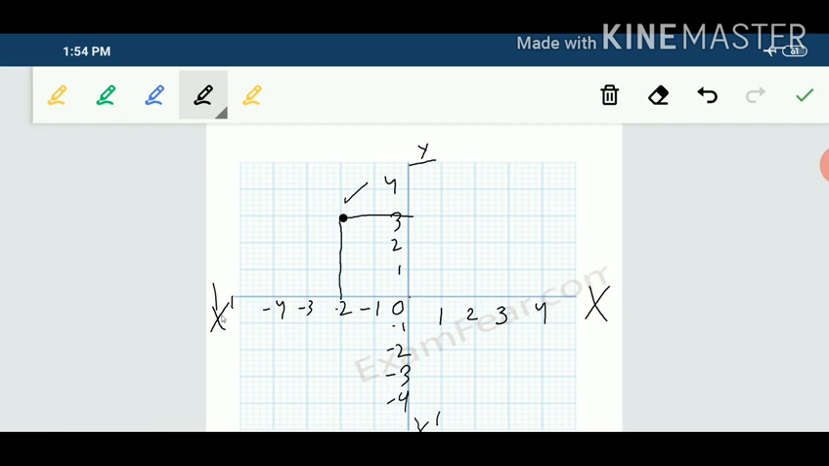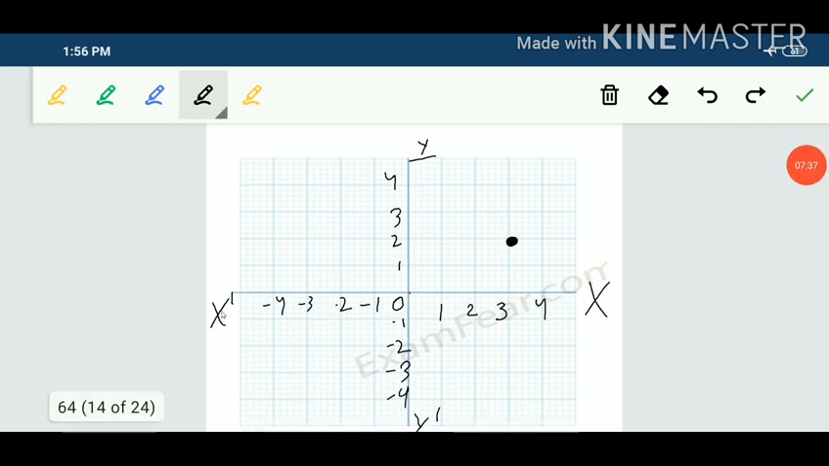Now where this perpendicular line cuts the x-axis, it intersects at -2, so the value of the x coordinate is -2. And where this perpendicular line intersects the y-axis at 3, the value of the y coordinate is 3, and we will write (-2, 3) because first we write the value of x, then we write the value of y.